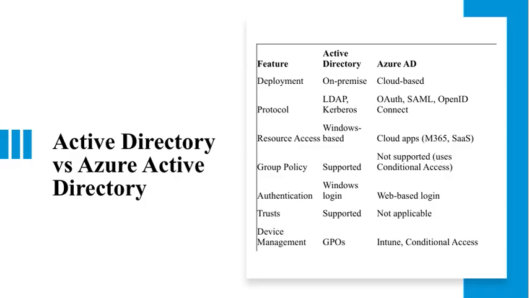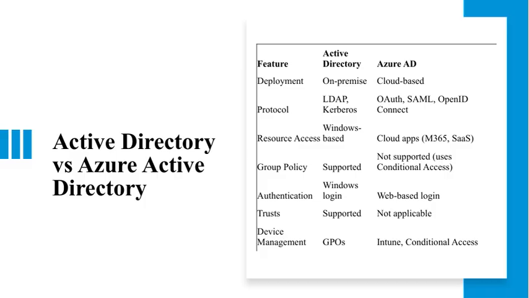For authentication, Active Directory relies on Windows login credentials, integrating seamlessly with Windows devices. Azure AD offers web-based login options, enabling users to authenticate securely from any device with internet access. When it comes to trusts, Active Directory supports trust relationships between different domains or forests, facilitating resource sharing across organizational boundaries. Azure AD doesn't support trusts in the traditional sense because it's a cloud service designed to work with multiple tenants without direct trust relationships.